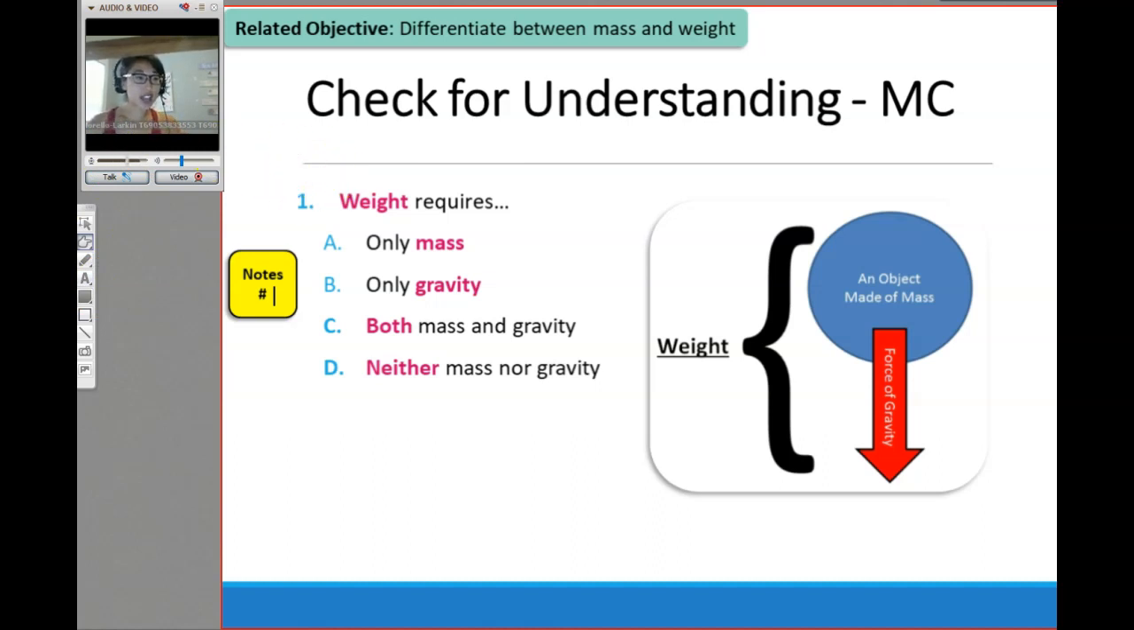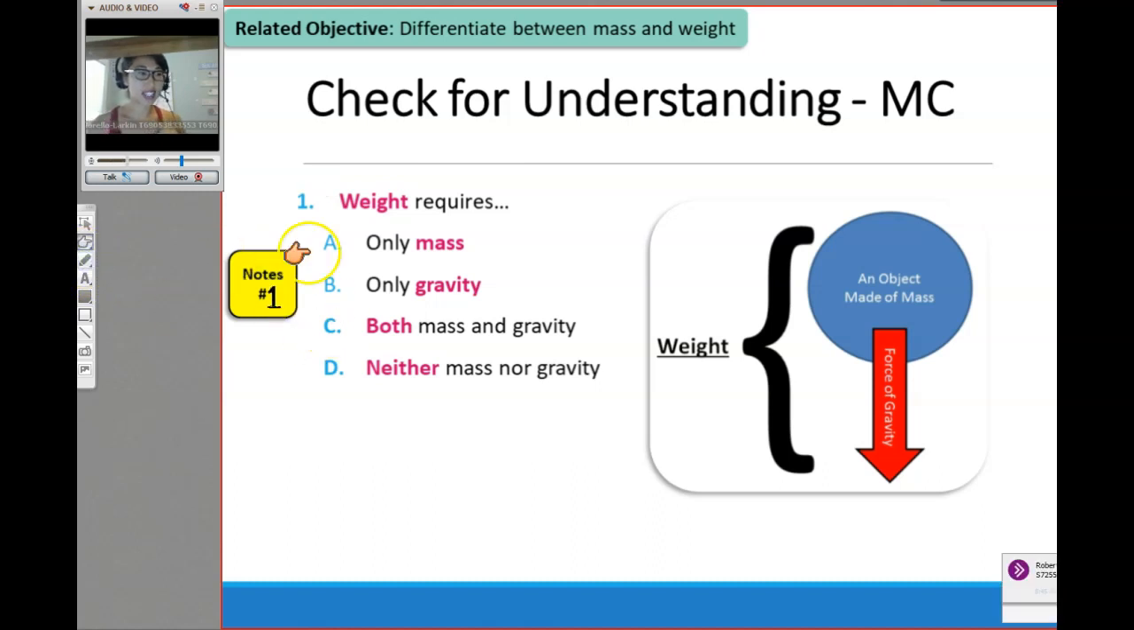All right, so let's go ahead and use your polling tools. I want to know, what does weight require? What things are accounted for in weight? Is it only mass? Is it only gravity? Is it both mass and gravity, or neither mass and gravity? Use your polling tools. That is your fourth button at the top of your participants panel.